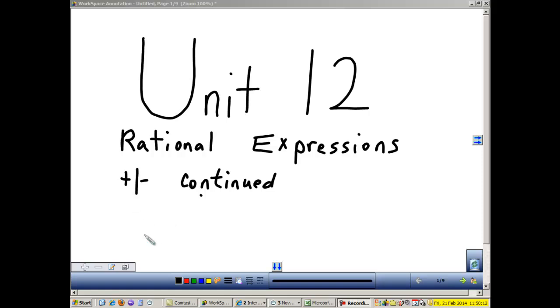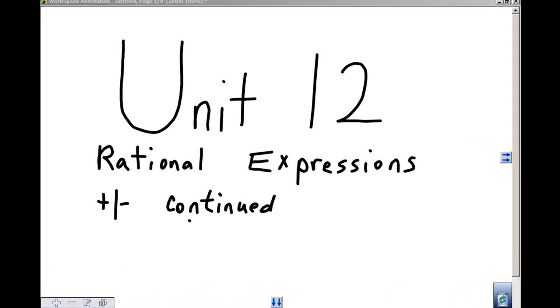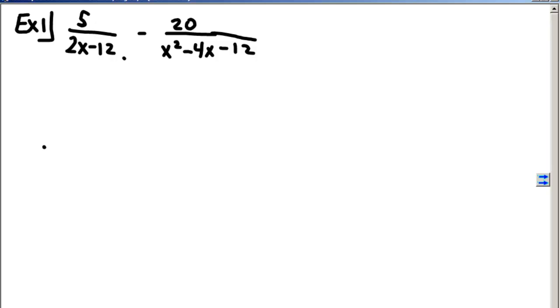We continue Unit 12, Rational Expressions, Adding and Subtracting. Example 1. We need to factor the denominators. The first denominator will factor to be 2 times x minus 6. The second denominator's factors are x minus 6 and x plus 2.